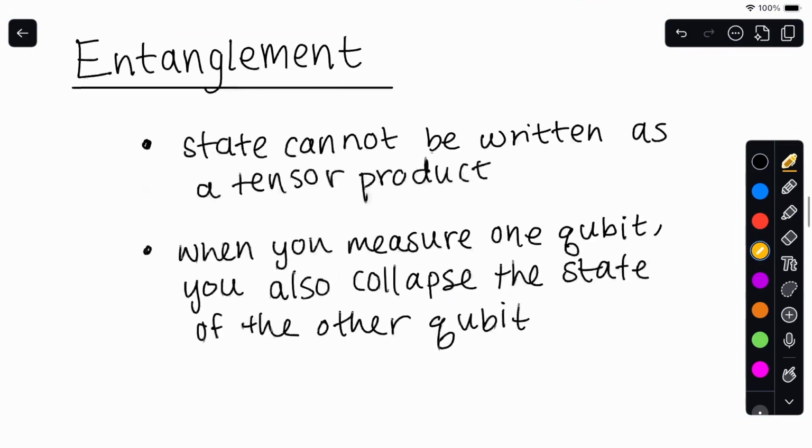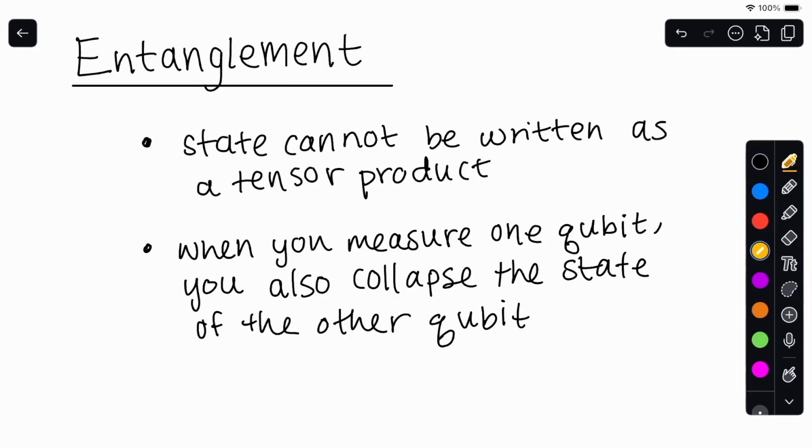So a state is entangled if it cannot be written as a tensor product of the separate qubits. And another thing is that when you measure one qubit, you also collapse the state of the other qubit. So in the case of |00> plus |11>, if I have one qubit and I measure it and I get 0, then that wave function has collapsed, and now we're simply in the state |00>. So if I measure the other qubit, I know with 100% certainty that I'm also going to measure 0.